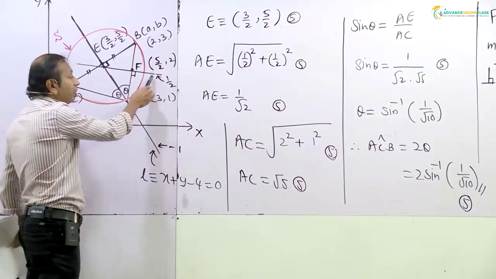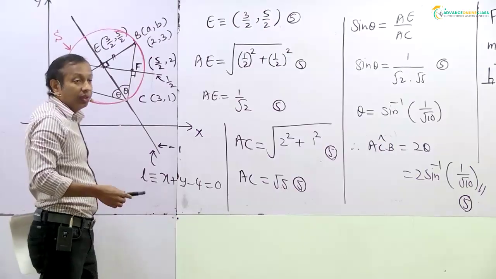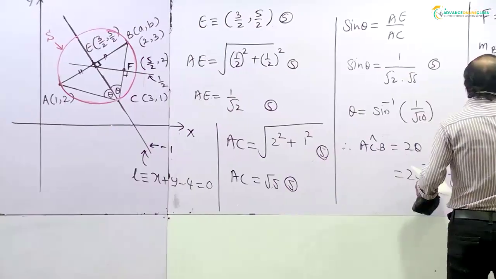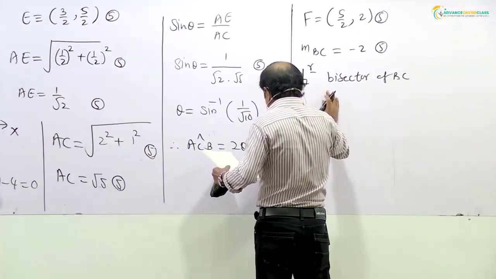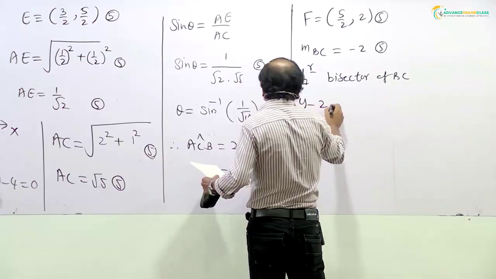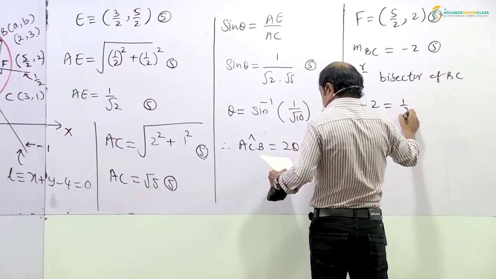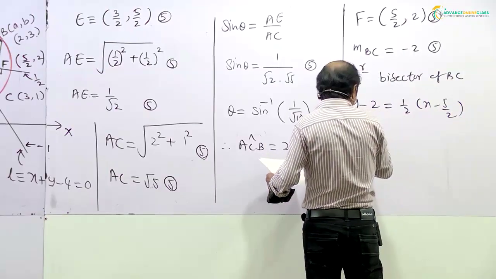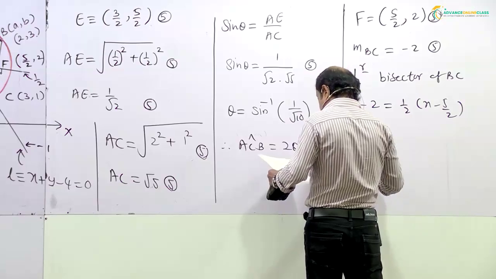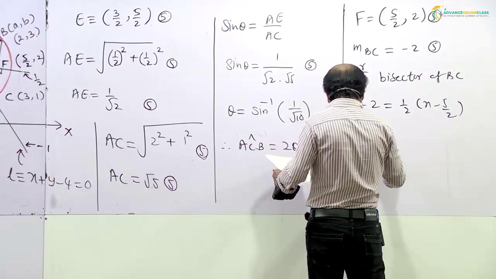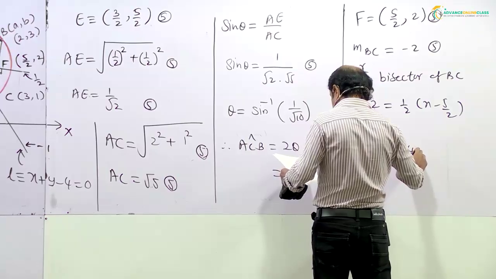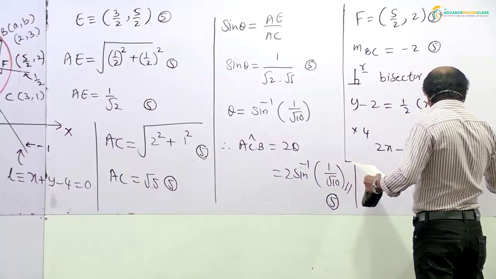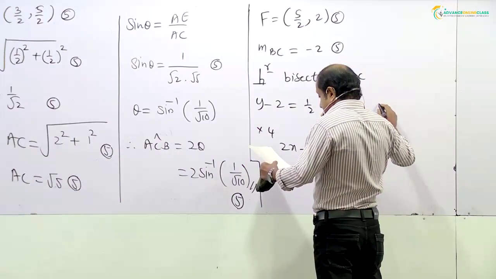Then how to find the equation of this? y minus y naught equals gradient times x minus x naught. Perpendicular bisector of BC going to be what, people? y minus 2, gradient is plus half, x minus 5 by 2. Multiply this by 4. Once you multiply this by 4, we get what? The equation is 2x minus 4y plus 3 equals 0. All right. This is 5 marks. For this, 5 marks.